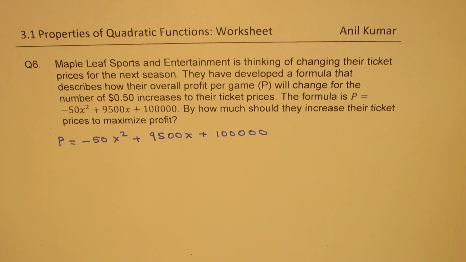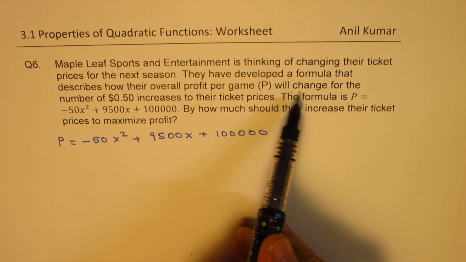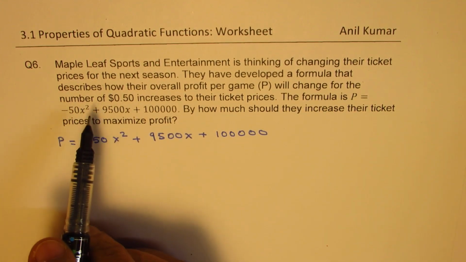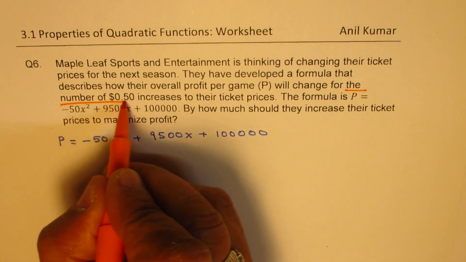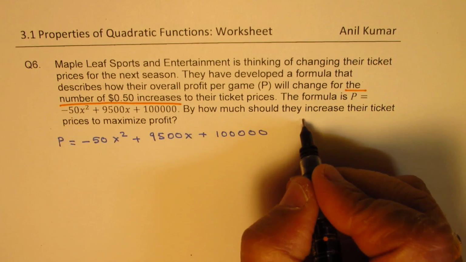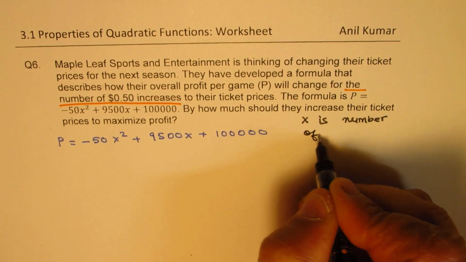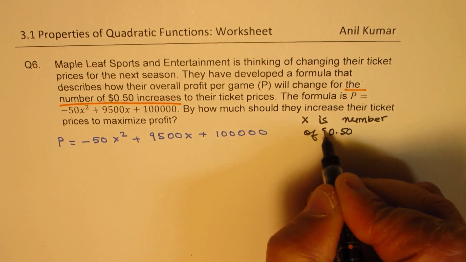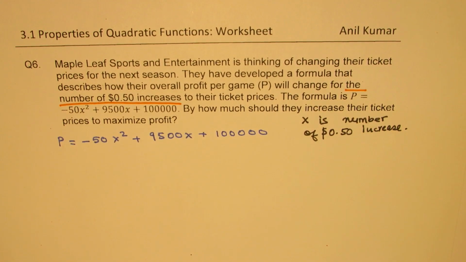So that is the question for you. Now, what does X represent here? They have developed a formula that describes how their overall profit per game will change for the number of 50 cents increase, right? So that's kind of important. X here is the number of 50 cents increase. Do you see that? So X is the number of 50 cents increase.